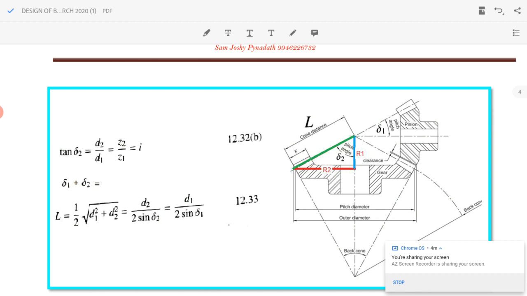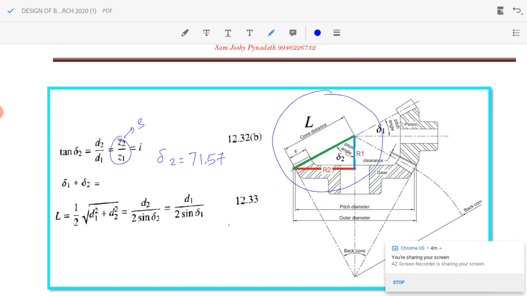From this figure, consider this triangle. I can write tan delta 2 equal to R2 by R1, or equal to D2 by D1. So tan delta 2 equal to D2 by D1, or equal to Z2 by Z1. From this equation, I can find delta 2 equal to 71.57, because our Z2 by Z1 equal to 3. After getting delta 2, how will you find the delta 1? Because delta 2 plus delta 1 will be equal to 90 degree. I can find delta 1 equal to 18.43 degrees.